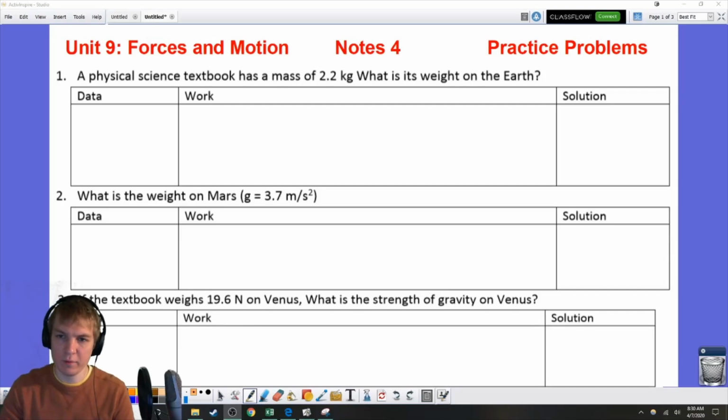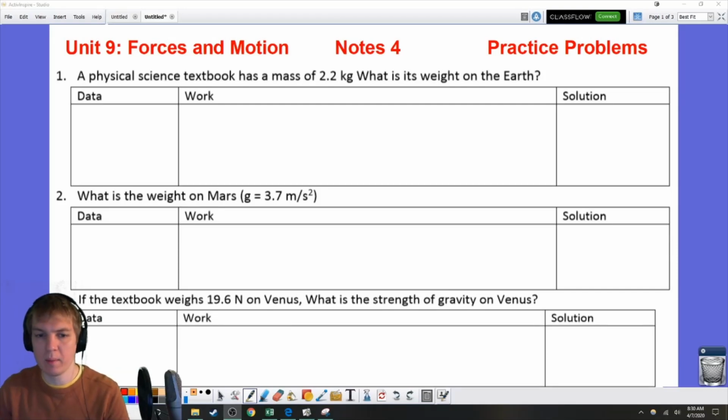All right, Unit 9, Forces in Motion, Notes for Practice Problems. We're going to go through these pretty quickly. There's only 6 of them. Number 1 says, a physical science textbook has a mass of 2.2 kilograms. What is its weight on the Earth?